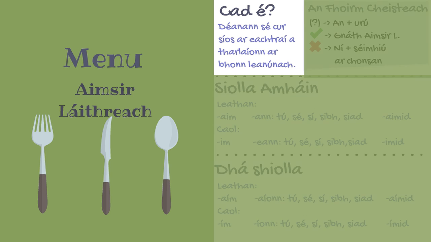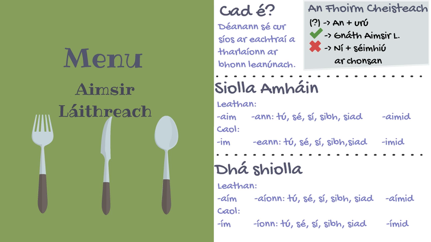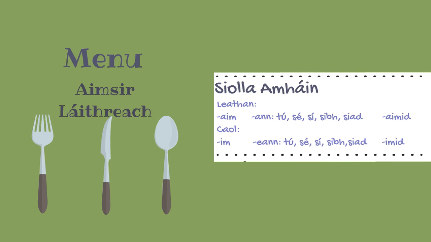First, let's take a look at one-syllable leathan verbs. We never use the word mé in the Aimsir Láithreach. Instead, we add aim to the end of the verb. For example, glanaim, I clean. When we are using tú, sé, sí, sibh, or siad, we add ann to the end of the verb. For example, glanann tú, you clean. And we don't use the word sinn, but instead add aimid to the end of the verb. Glanaimid, we clean.